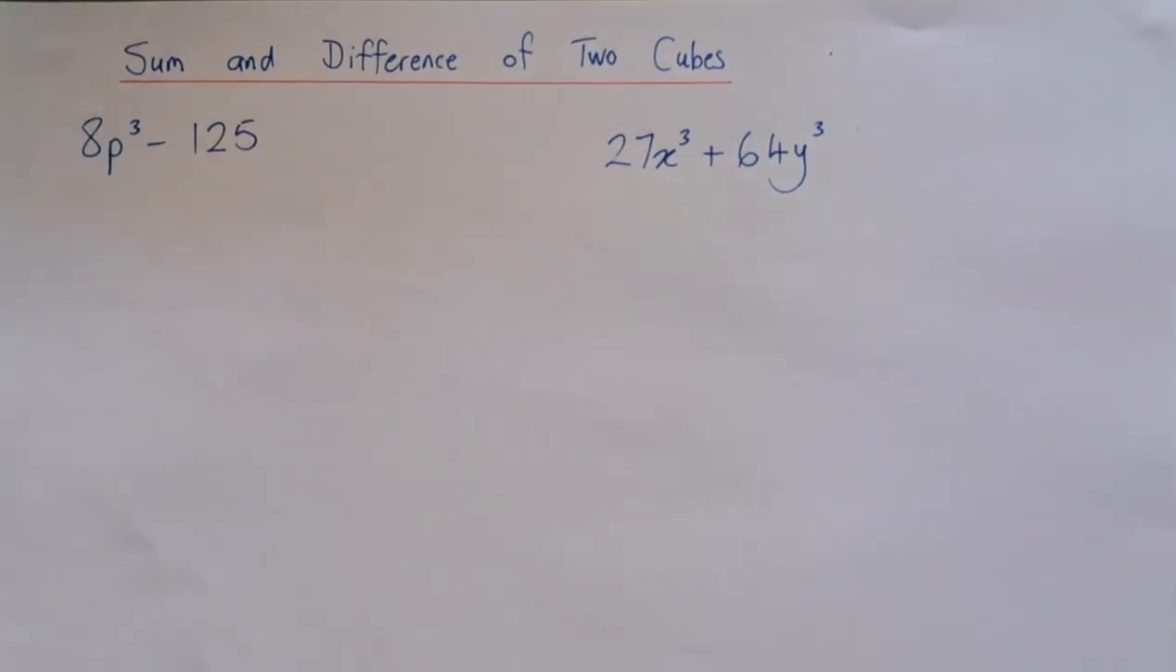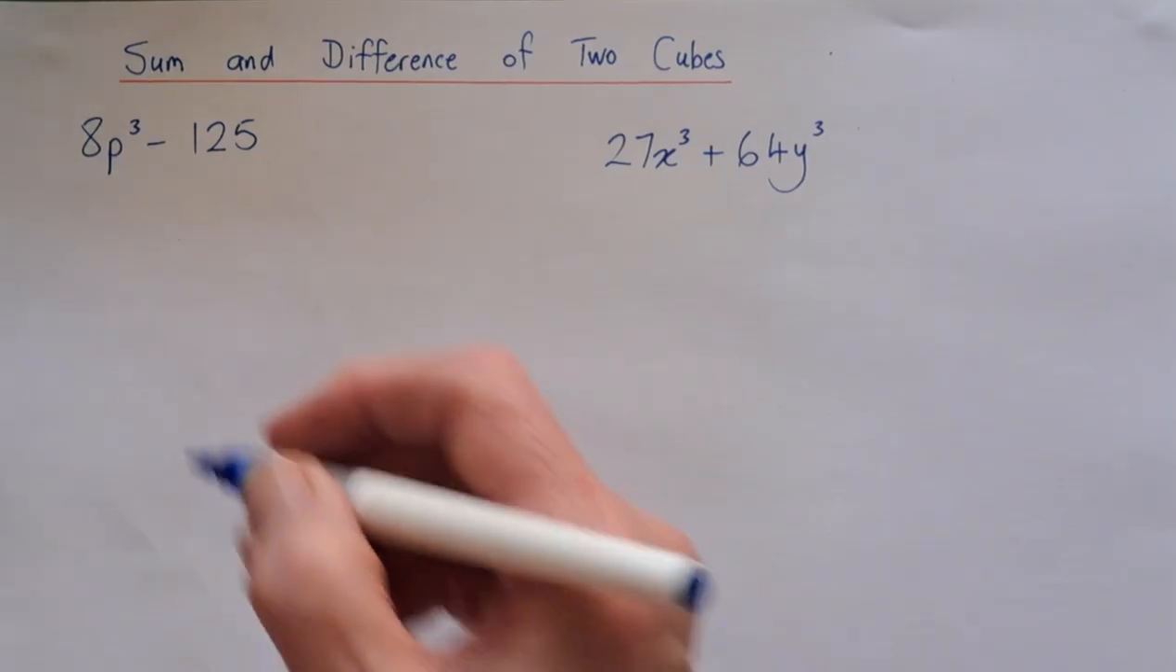So how do we go about factorizing this? Well, in DOTS we ended up with two brackets each containing a binomial, and this time we're going to end up with two brackets, but one is going to contain a binomial and the other one a trinomial. So let's see how we go about doing that.